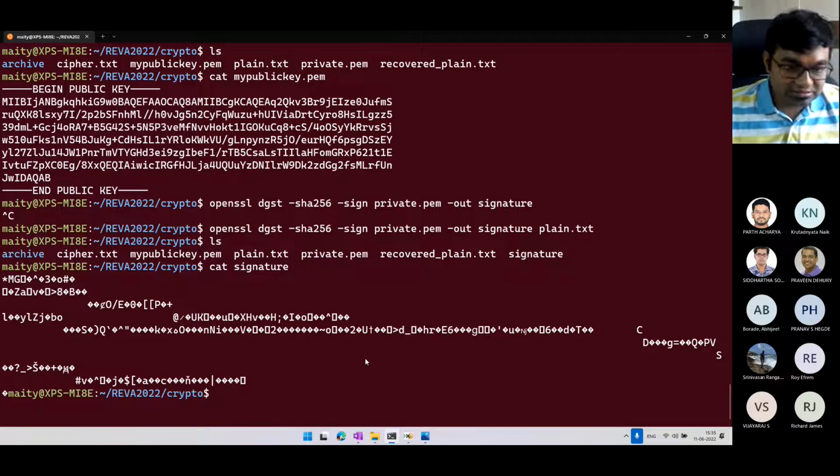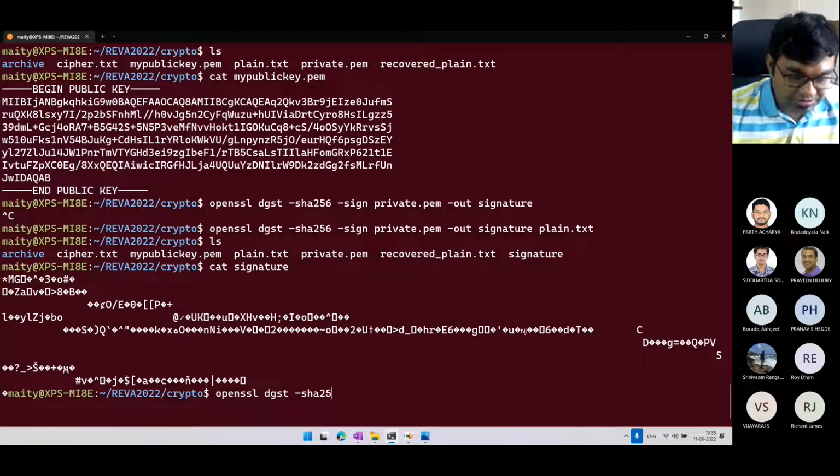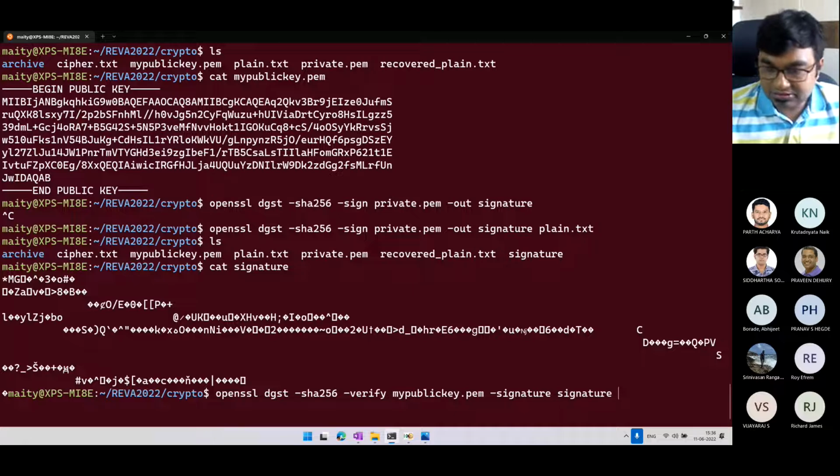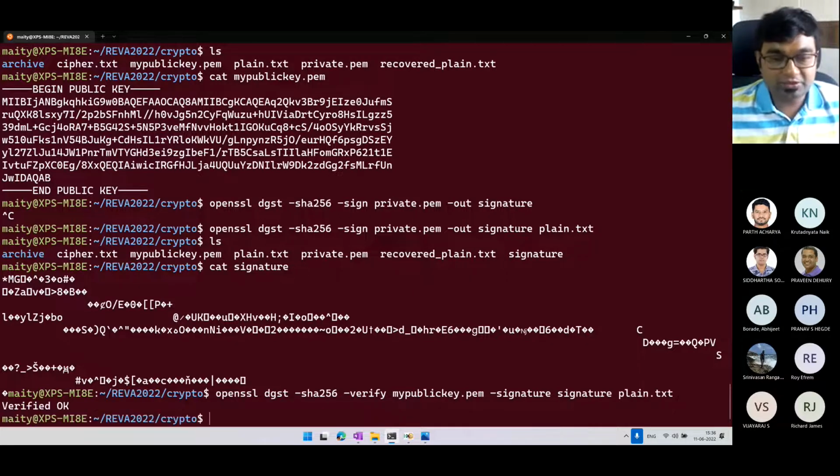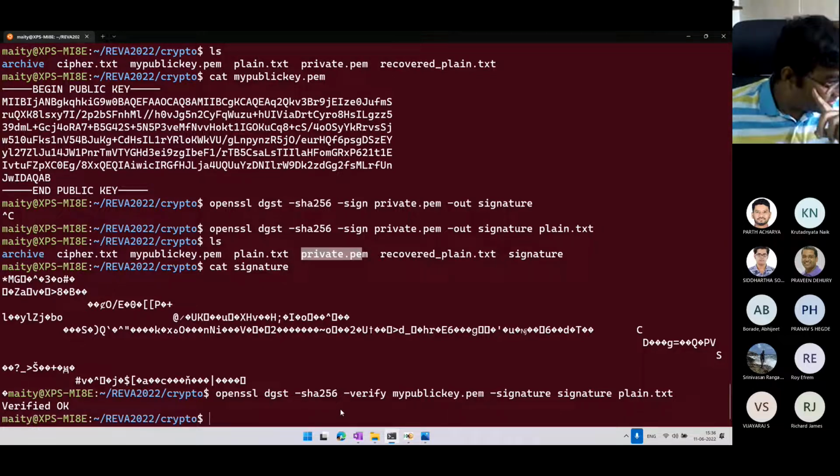Now, how can I verify the signature? openssl dgst, the hash used, verify, then the public key. Yes, the public key is required, for my public key. And then the signature, right? Then the signature, the file name and my original file. Verified. It just checks it. So I made the signature with my private key, and this verifies the signature.